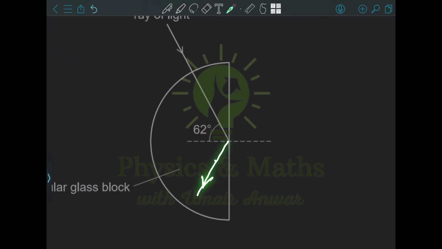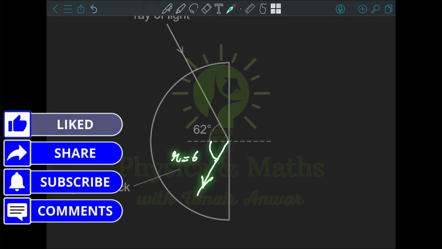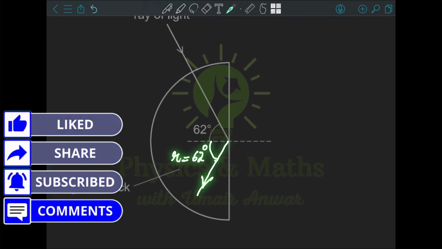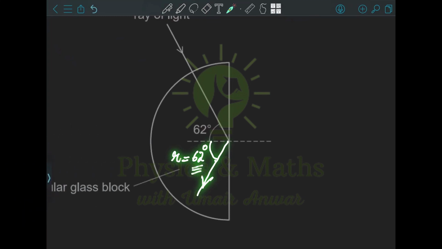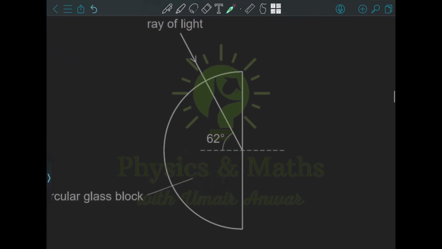And the law of reflection tells us that the angle of reflection would be equal to the angle of incidence. Since the ray was incident at an angle of 62, it would be reflected at the same angle of 62 degrees over here. And when the ray of light, after being reflected at 62, reaches the boundary here, it will not show any bending and it will continue its path straight.